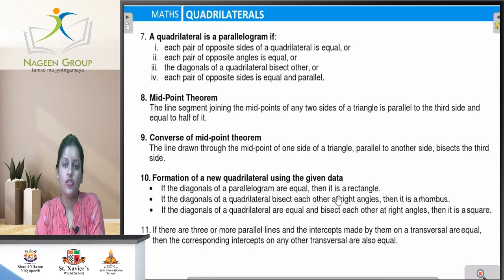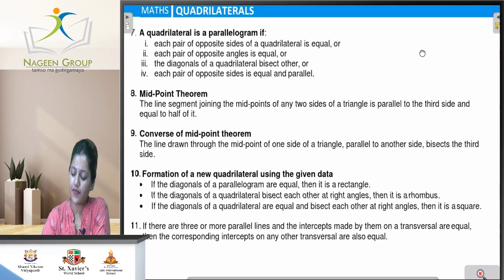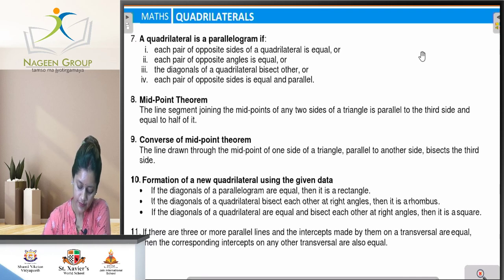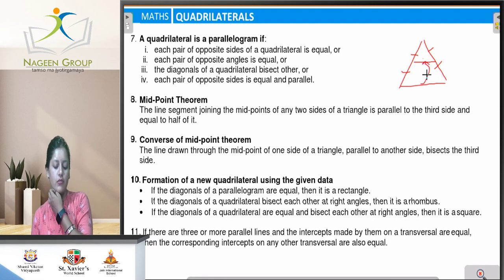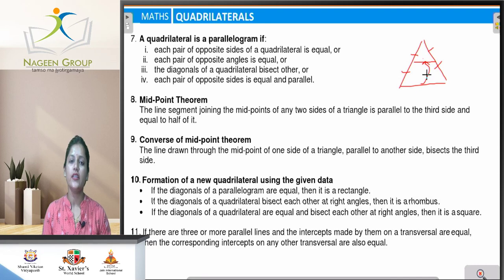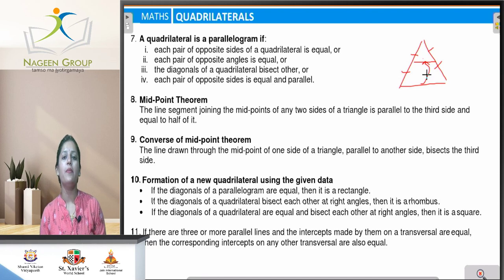The line segment joining the midpoints of two sides of a triangle is parallel to the third side and equal to half of it. Means if we make a triangle, and the midline joins the midpoints of two sides, then it is half of the third side. The converse of the midpoint theorem is that the line drawn through the midpoint of one side of a triangle parallel to another side bisects the third side. Bisect means it divides it into two equal parts.